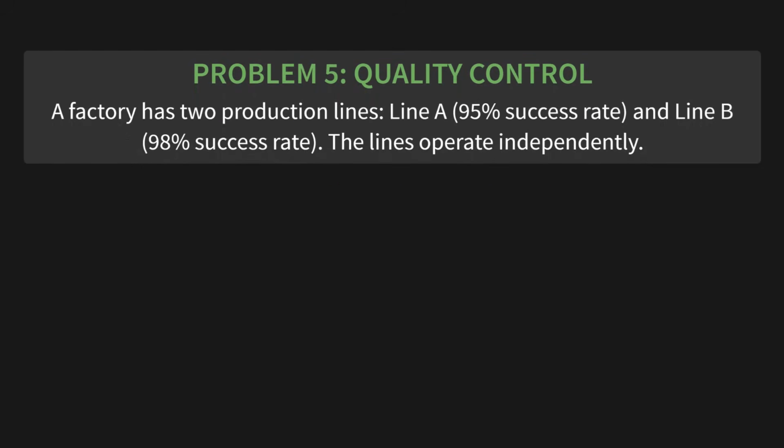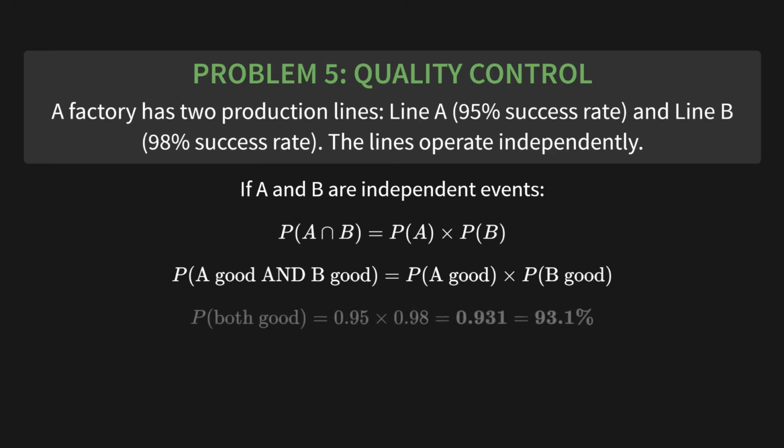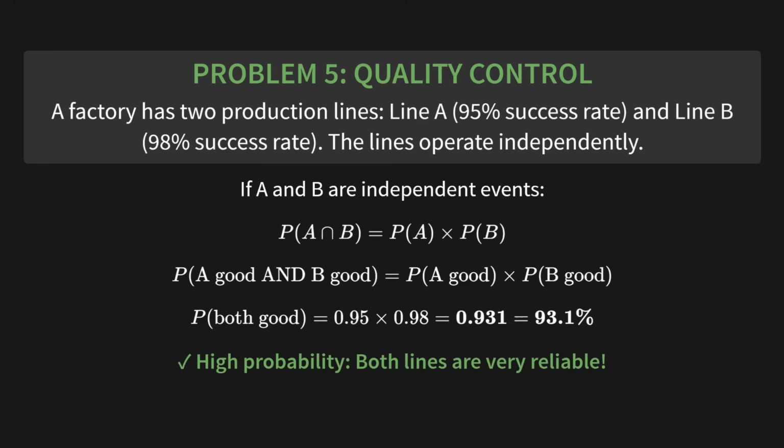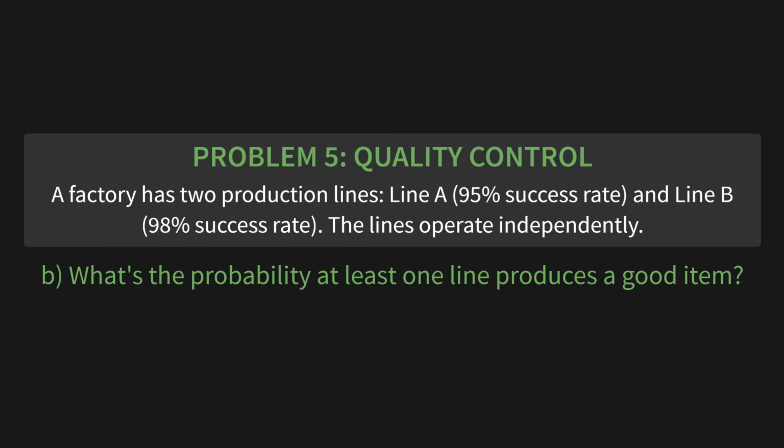This is about independence. Since the lines are independent, we can use the multiplication rule for independent events. We just multiply their success rates. That gives us 93.1% chance both lines work perfectly. What about the probability at least one line produces a good item?